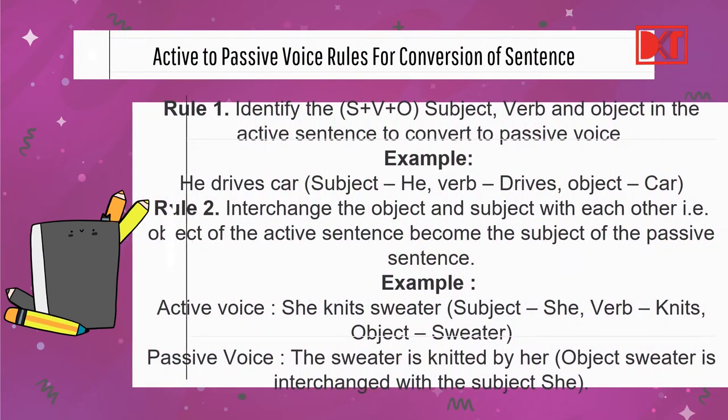Okay, so now we have these rules. अब हमें active voice और passive voice ऐसे directly तो हो सकता है पूछें ना पूछें, but important इसमें क्या है, active to passive voice rules for conversion of sentence. मतलब अगर हमें किसी सेंटेंस को एक्टिव से पैसिव में या पैसिव से एक्टिव में चेंज करना है तो हम कैसे करेंगे, उसके लिए हम सर्टन रूल्स फॉलो करेंगे.